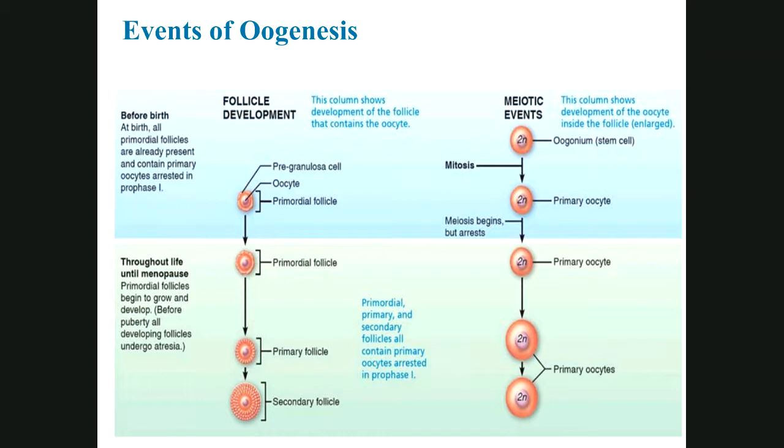So this follicle goes through different stages. We have the primordial follicle, surrounded by only one layer of squamous pre-granulosa cells. Then the primordial follicle develops into primary follicles that have a single layer of cuboidal cells. It's not squamous anymore. It's cuboidal granulosa cells that surround the oocyte. Then the secondary follicles have multiple layers of granulosa cells surrounding the primary oocyte. And then after that, it will develop into an antral follicle, or vesicular follicle, or tertiary follicle.